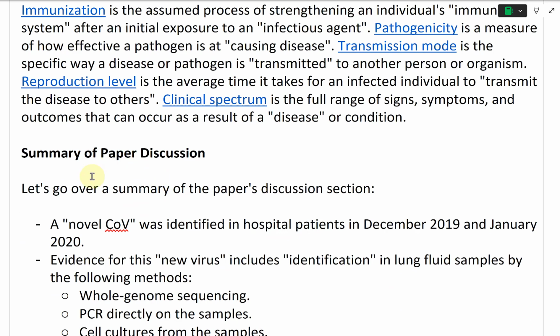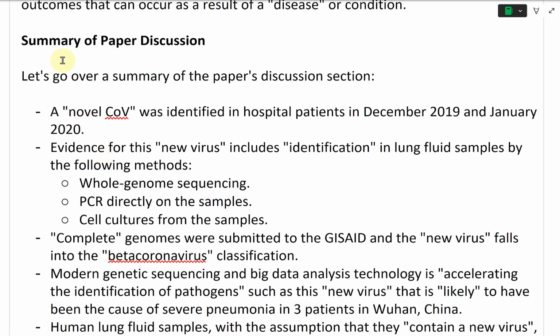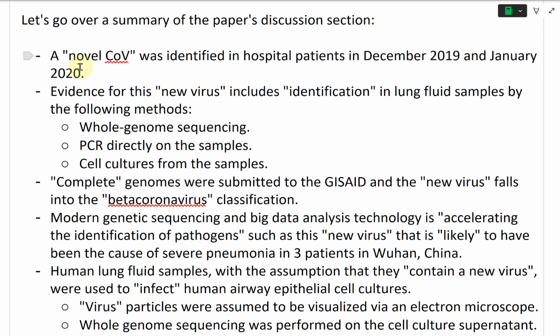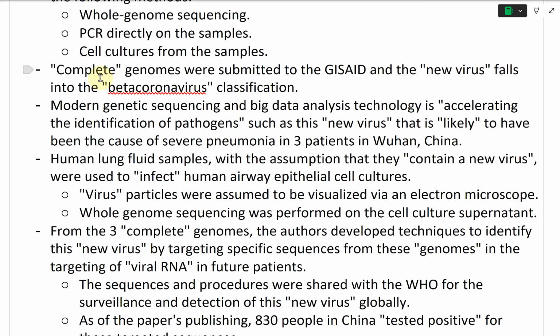So, summary of the paper's discussion. Let's go over a summary of the paper's discussion section and break it down. A novel or new CoV coronavirus was identified in hospital patients in December 2019 and January 2020. Evidence for this "new virus" includes identification in lung fluid samples, or more accurately airway fluid samples, by the following methods: whole genome sequencing, PCR directly on samples, and cell cultures from the samples.